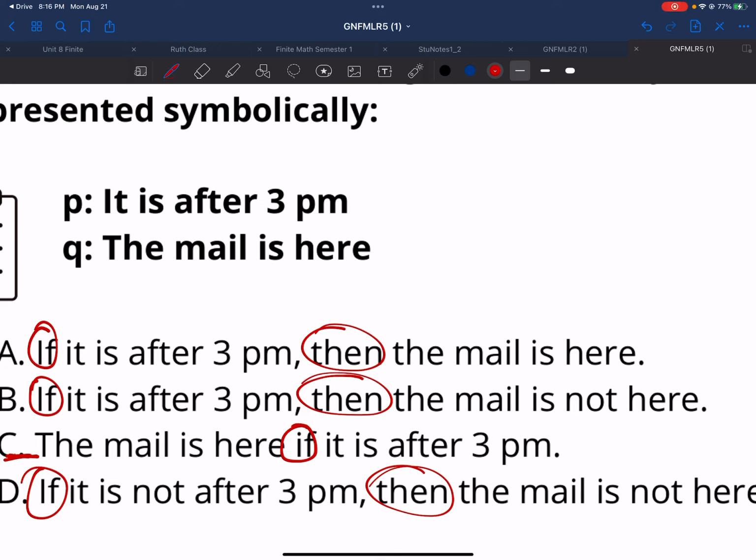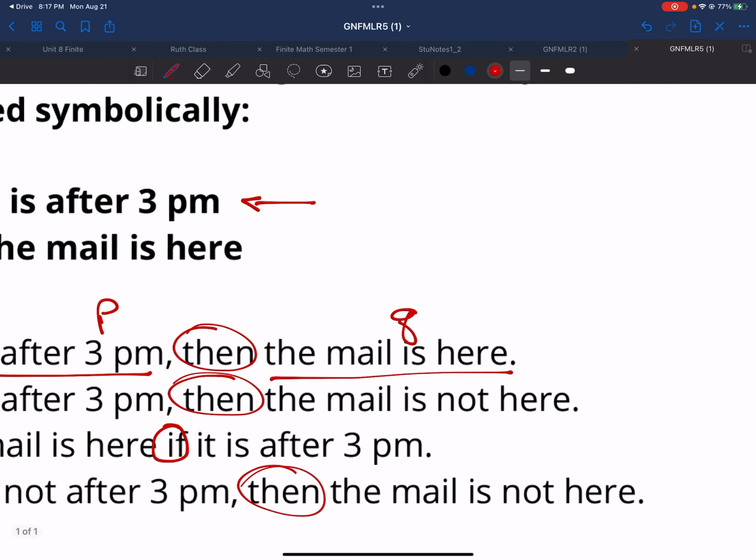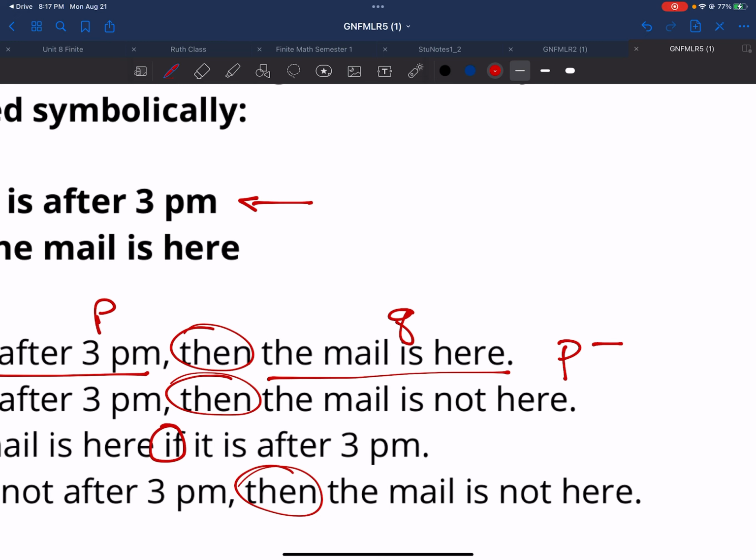It doesn't mean it doesn't have the same meaning, but it gets dropped. So if it is after 3 p.m., then the male is here. So it is after 3 p.m. That right here is a P. And then the male is here. That's identical to the Q. So my symbols here are going to be P, then Q.